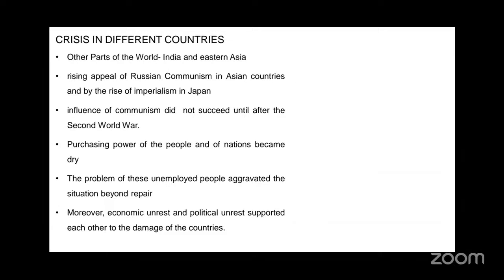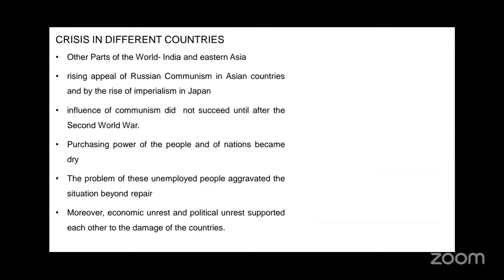So what happened was these countries were also under the colonial regime. As the colonial powers were busy reconstructing their own economy and their own industries, the colonies started to resent their rule.